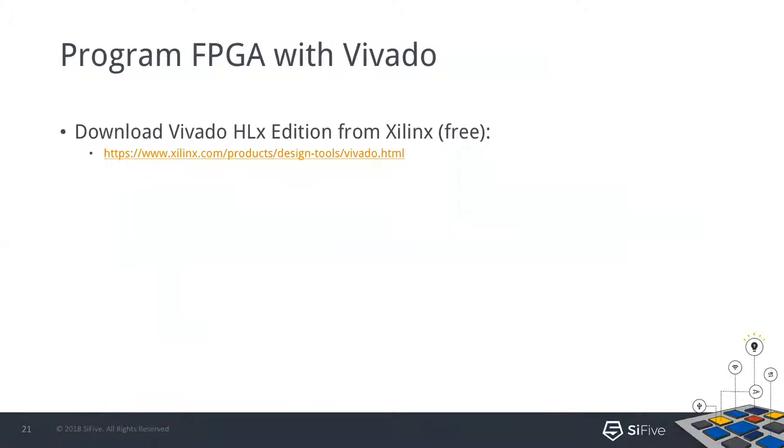So from the developer dashboard, you would download an MCS file, which can then be programmed into the RD board using the Xilinx Vivado tool. To do this, you would download Vivado from the Xilinx website, specifically the HLX edition, which is free. And I provided a URL for that.